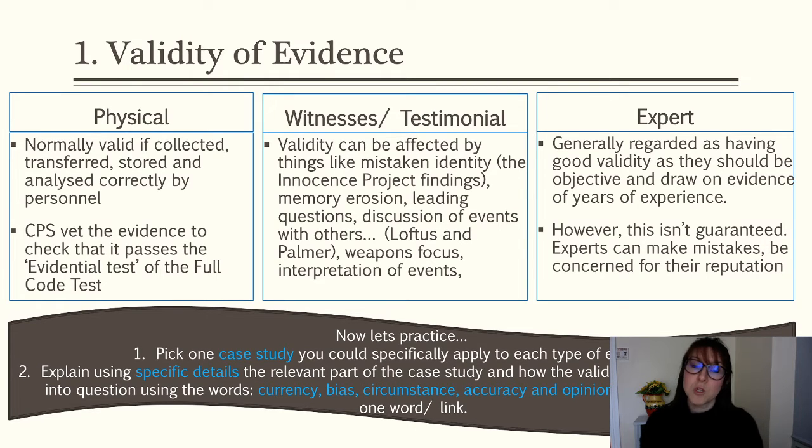So, what I got my students to do then, and this took us a while. This took us a while to get our heads around it and to get it really right. This might take you a little bit of time. I got them to pick one case study that they could specifically apply to each one of those. They were able to use the same case study more than once. And I got them to explain using specific details. That's extremely important. By specifics, I want names, I want dates, I want details of the evidence that you are talking about. When did they find it? How did they find it? I want specifics. And how valid the evidence is, using the words currency, bias, circumstance, accuracy, and opinion.